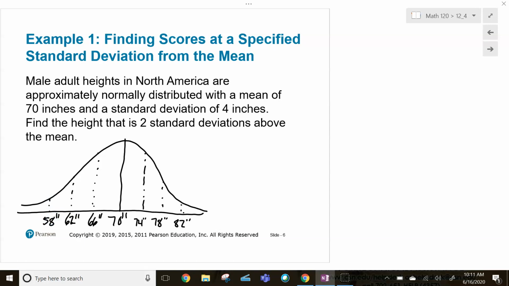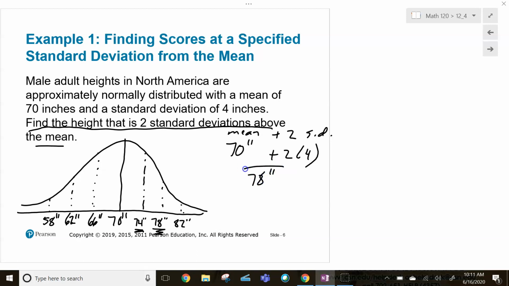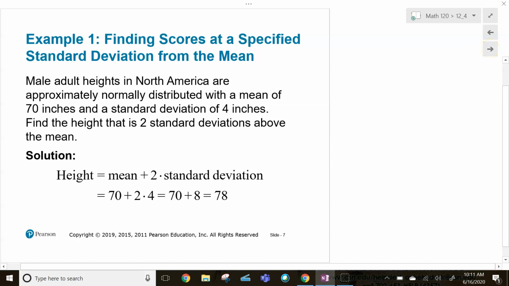Okay. Now let's do the problem, right? We're just trying to get a picture of this. Find the height that's 2 standard deviations above the mean. Well, that's 1 standard deviation above the mean, that's the second one. So I've got to go up 4 and up 4 again. So 78 inches. So 70 inches is the mean plus 2 standard deviations. So plus 2 times 4, so we get 78 inches. Again, it's nice to draw that, right? We're 2 standard deviations above the mean. So 6 foot 6 inches is 2 standard deviations above the mean.